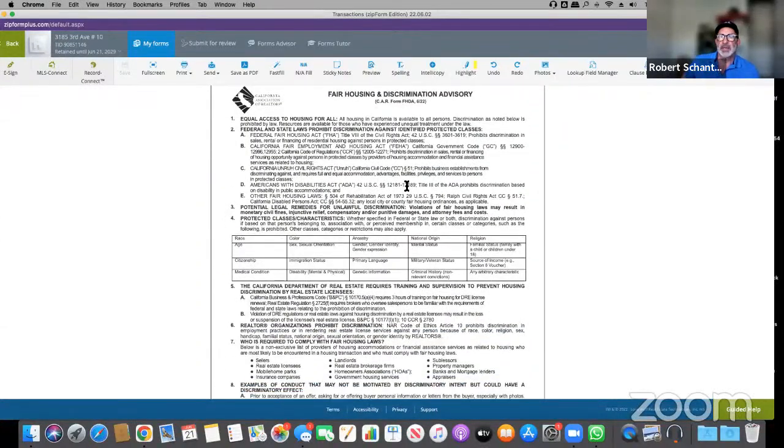The other form that is new this year, it came out 6/22 or updated 6/22, and you can always tell when a form's been updated if you're in the current version by looking at the form, and below it you'll see CAR form FHDA, and a date. That's the date the form is updated. And this form came out actually last year or in 2020. It's the Fair Housing and Discrimination Advisory.